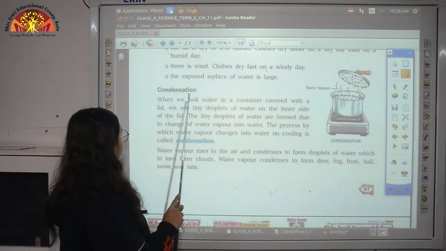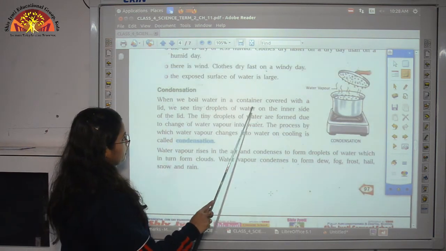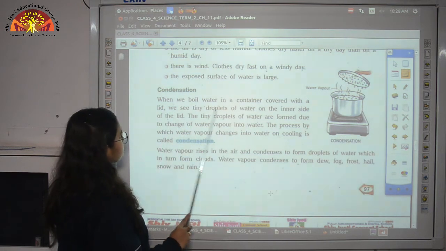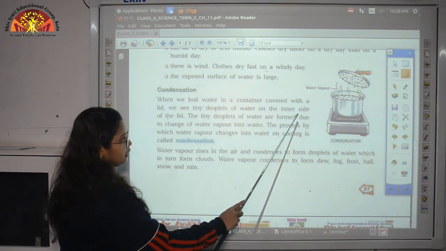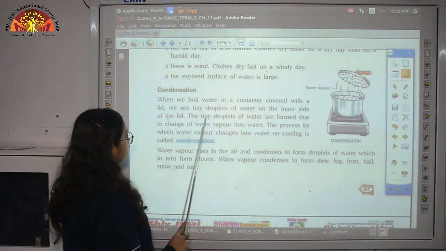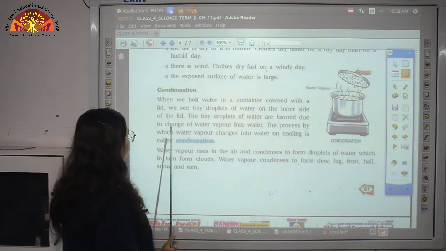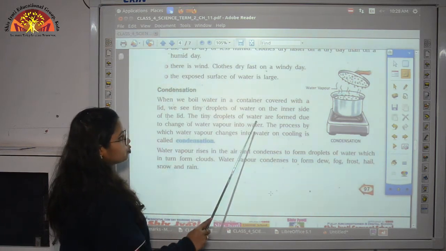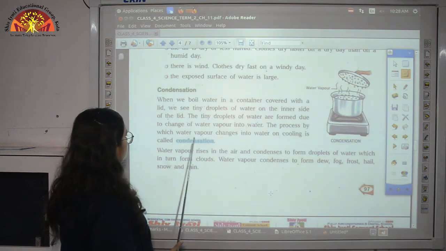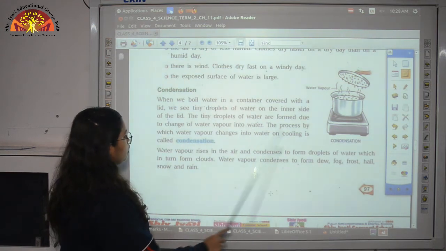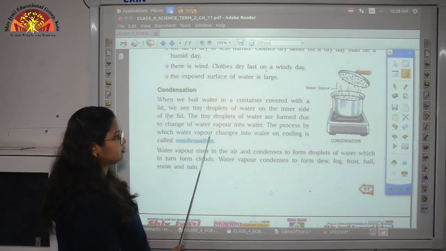Another is condensation. When we boil water in a container covered with a lid, we see tiny droplets of water on the inner side of the lid. The tiny droplets of water are formed due to change of water vapor into water. The process by which water vapor changes into water on cooling is called condensation.